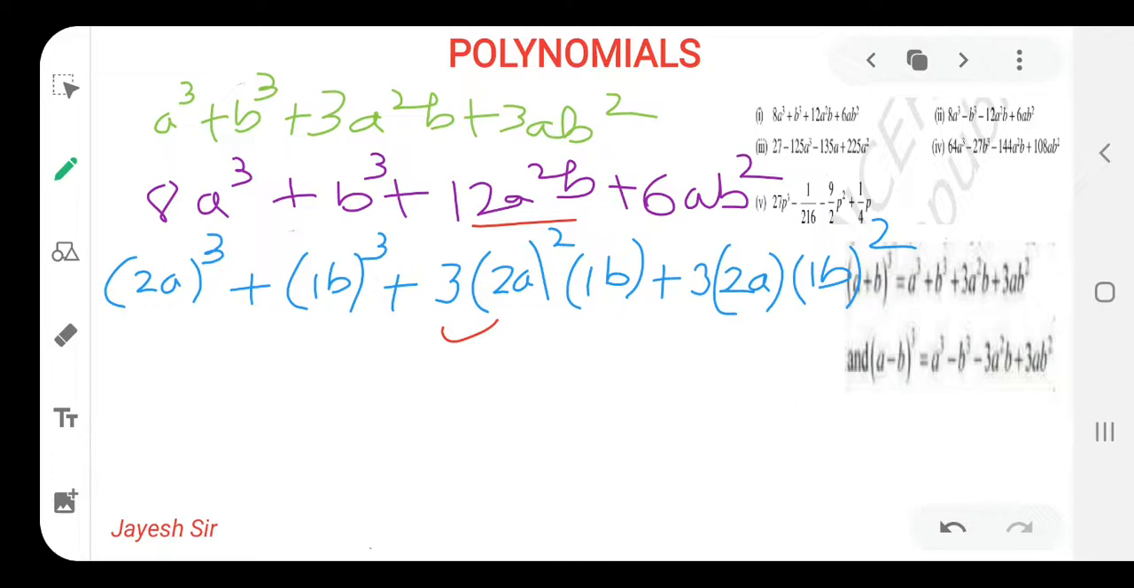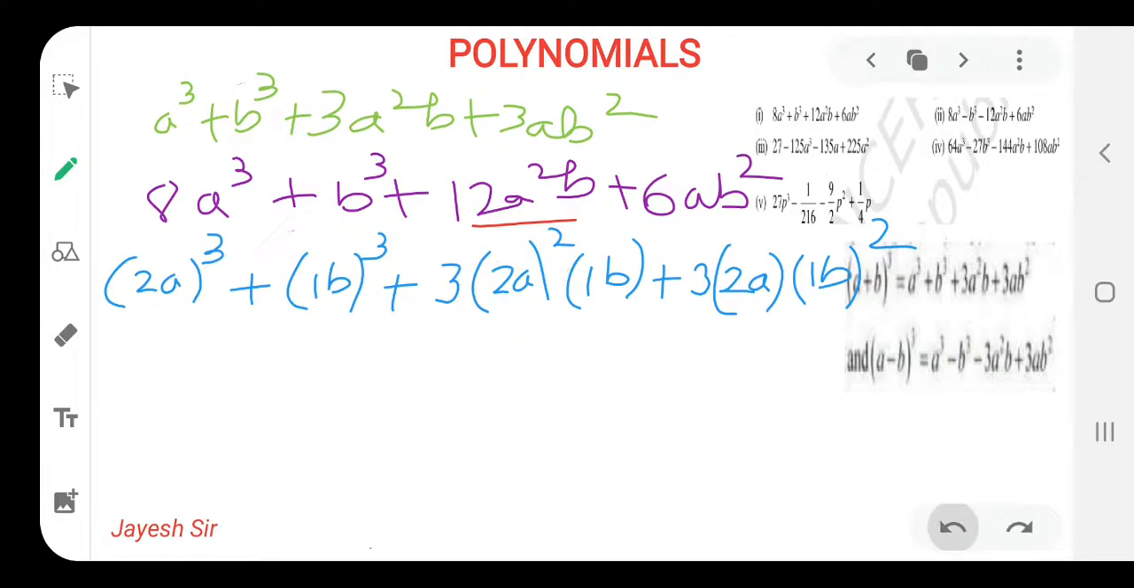We can do it the way I have done, friends. Here we have 2a square, that means 2 squared is 4, and 4 3s are 12. Yes, 12a square b, that is correct. That means till this step it is correct and satisfying our question, and we are doing it correctly. Yes, friends, I hope you all might be getting it now.